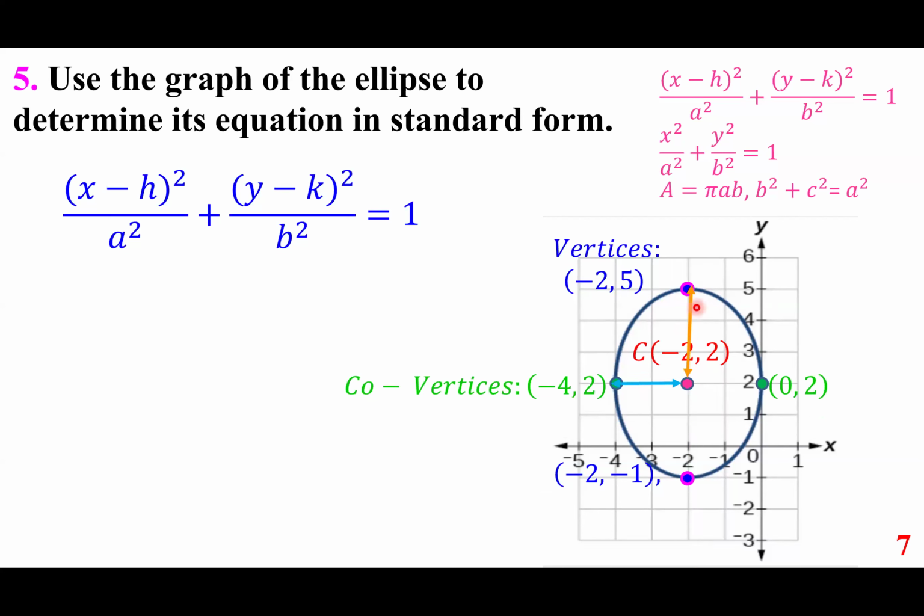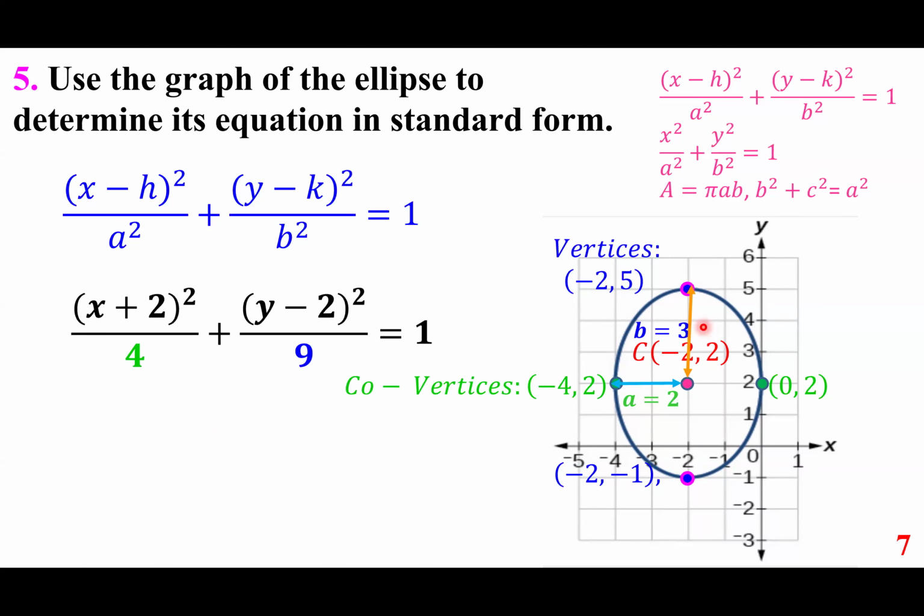So this distance gives us A. So we're going to go from 2 to 5. Okay, that's B. That means 5 minus 2, B is 3. And we're going to go from -4 to -2. The distance is 2. So A is 2. A is 2, B is 3, everybody. And so A squared, B squared, there you have it, and we're done.